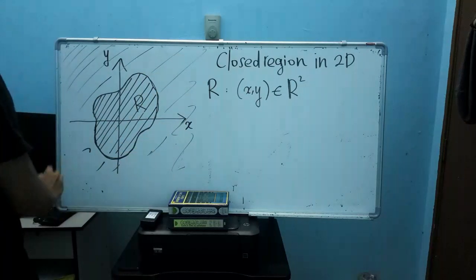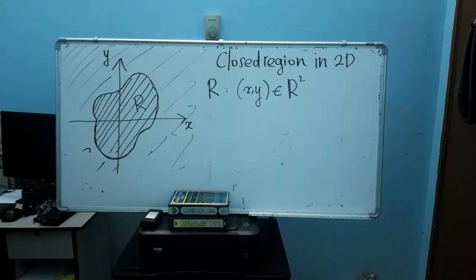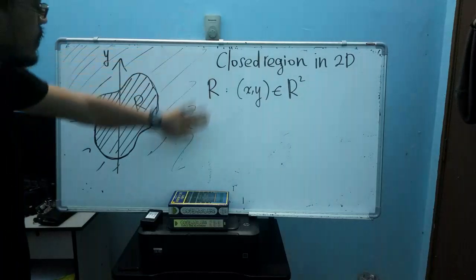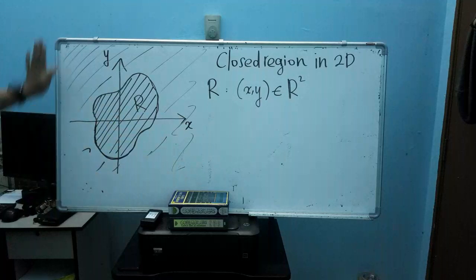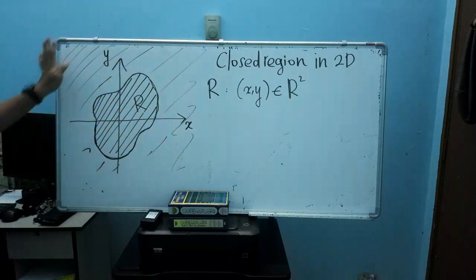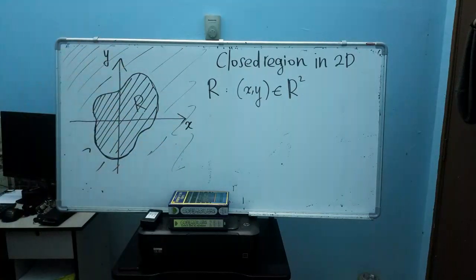Okay, so it will cover the whole thing. Then we will have something called an unbounded region. It will cover the whole thing here, meaning we have the two-dimensional plane.